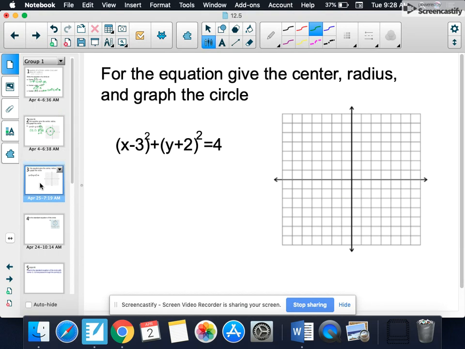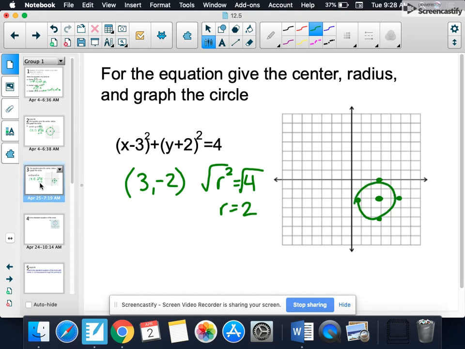Next one, similar concept. So we're just going to pull out the 3, negative 2 for our center, and then the square root of 4 is 2, so the radius will be 2. So we're going to plot a point at 3, negative 2, and then go 2 in all the directions for the radius, and draw a circle.